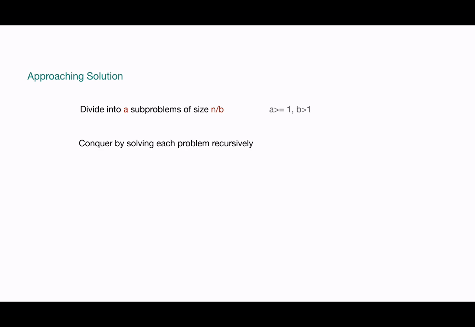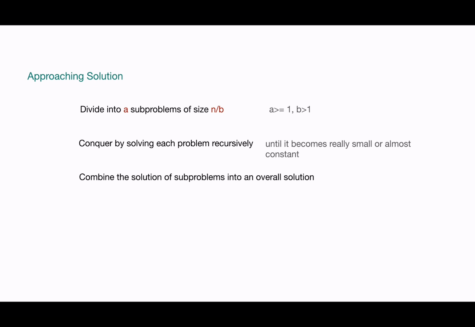Then solve each subproblem recursively, which we call the conquer step. We are going to do it recursively until it becomes really small or almost constant. This is called multi-branch recursion. Now the third and last step is to combine the solutions of the subproblems into an overall solution. So these are the three steps, and there is a relation called recurrence associated with divide and conquer that will help us calculate the complexity of our algorithm.